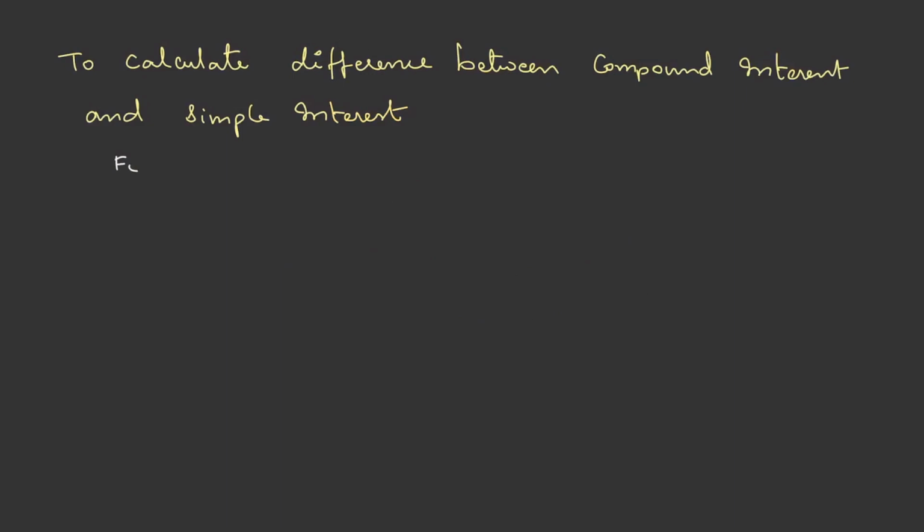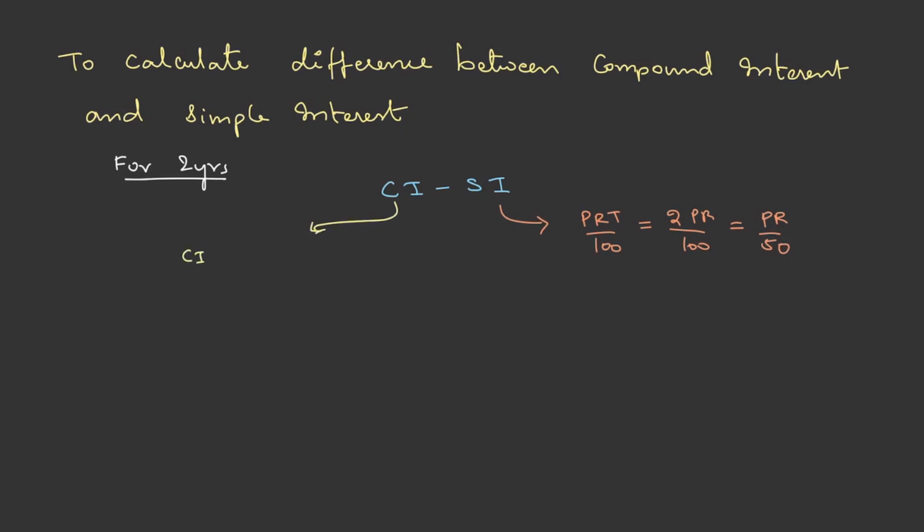First, let's do it for 2 years. We need compound interest minus simple interest. Simple interest we already know, it is PRT by 100, that is, time is 2 years, so 2 into PR by 100, that becomes PR by 50. Now compound interest is CI equals P into (1 plus R by 100) whole square minus 1.